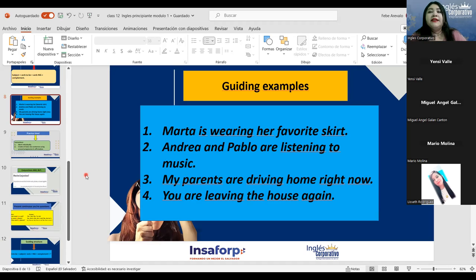Right? Cuando usted dice, I like painting houses. Me gusta pintar casas. Ahí no tengo presente progresivo. Ahí tengo simple present plus gerund. Presente simple más gerundio.